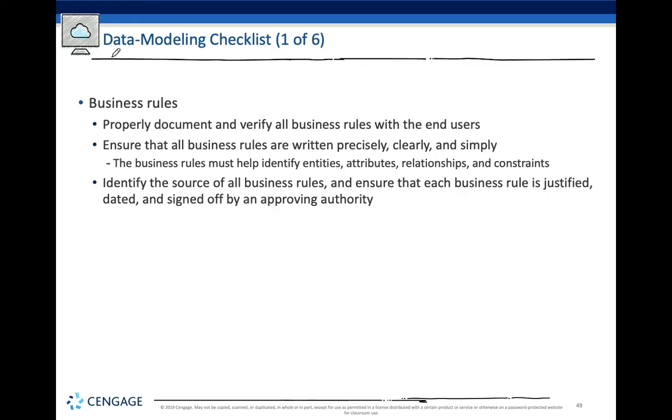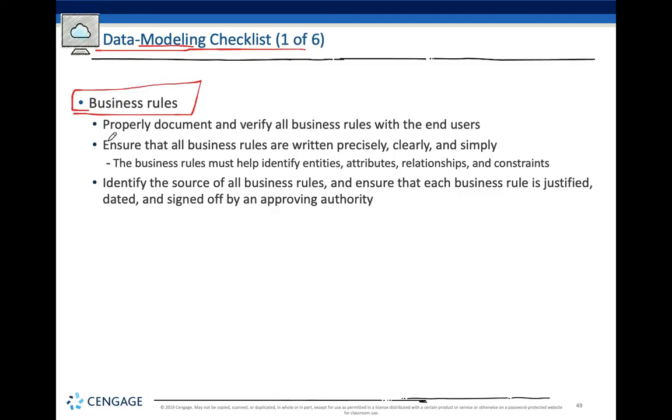Now your textbook has a data modeling checklist. It's quite a useful checklist towards the end of the chapter, and it lists different things that should be done when you are doing data modeling. The first thing to be mindful about is business rules.